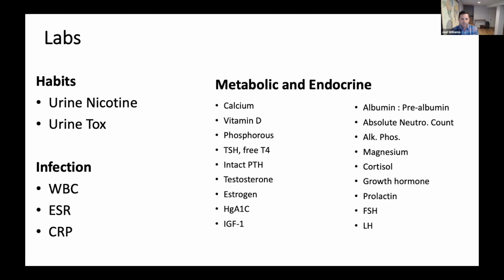And then, if clinically warranted, think about drawing infectious serologies. I don't think that's a standard part of my workup, at least, but if the patient had a history of prolonged drainage, et cetera, it might be worth consideration.